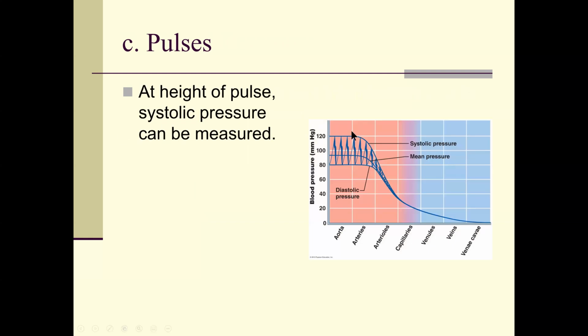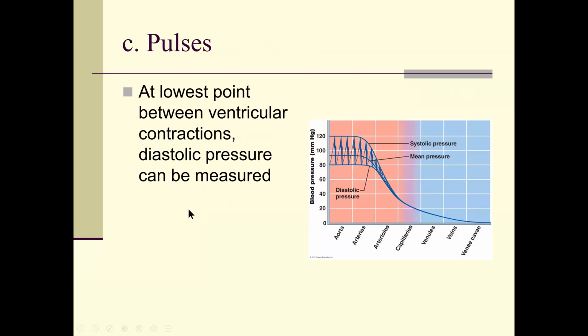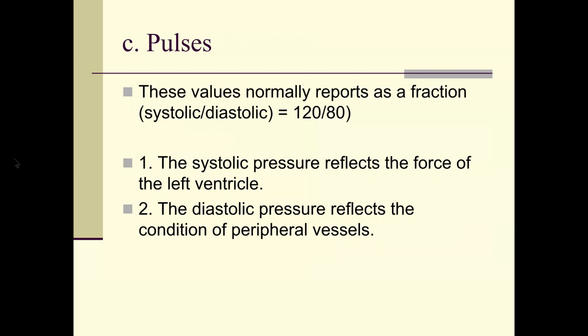How can the pulse and systolic pressure be measured? Normal is 120 millimeters, okay? The lowest point between the ventricular contractions, diastole, is 70 to 80. So you hear 120/80 as an average normal blood pressure, okay? Force of the left ventricle; diastolic pressure represents the condition of the peripheral vessels, because obviously the left ventricle is the one that is pushing the blood flow out into where we're measuring the blood pressure.